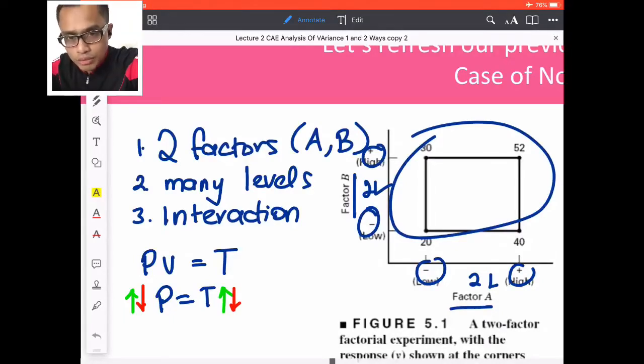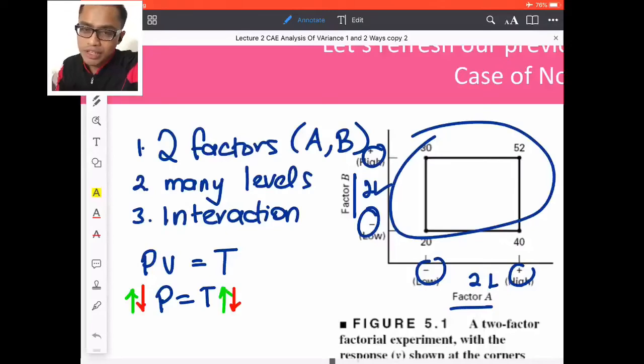For ANOVA 2 ways, there are two factors, and each of these two factors will have many levels. The minimum will be 2 levels, and you can have more. The most interesting part of ANOVA 2 ways is number 3 there, as you can see on the chart, the interaction. Between two factors, it is interesting to see if there is any interaction involved.